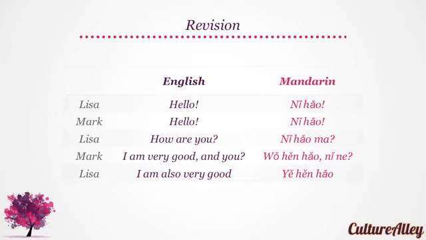Let's start by going over some of the phrases that you learned in the last lesson again. Let's take the same example we took last time. Mark and Lisa are out having a conversation in Mandarin. Let's first look at the conversation in English and then in Mandarin.